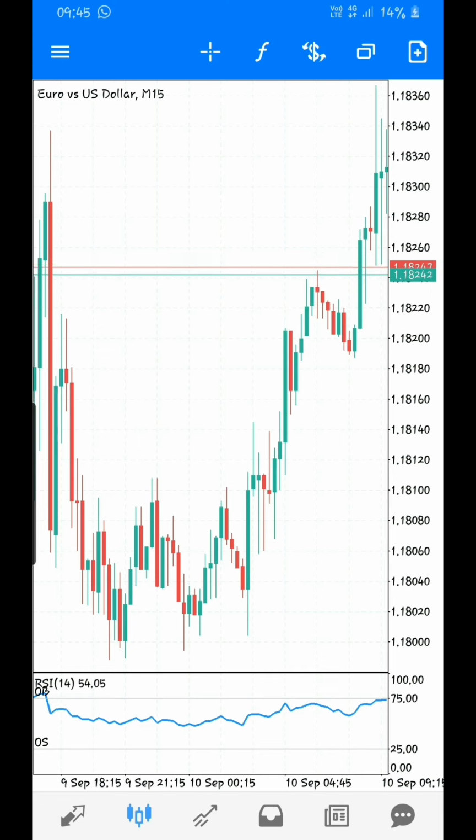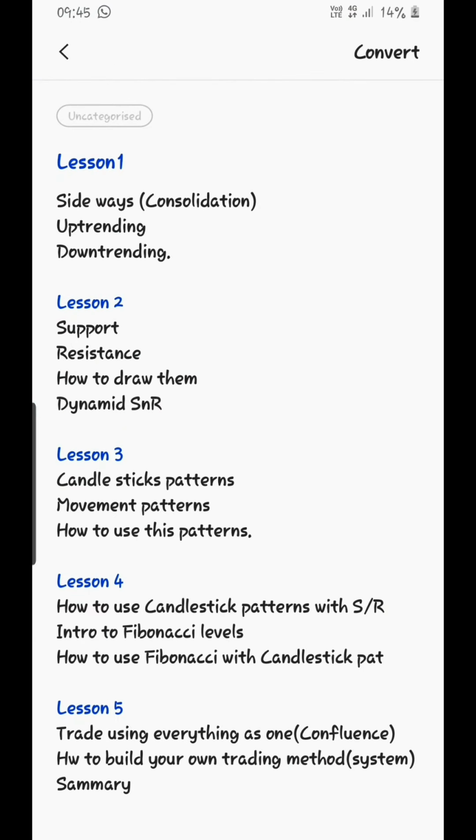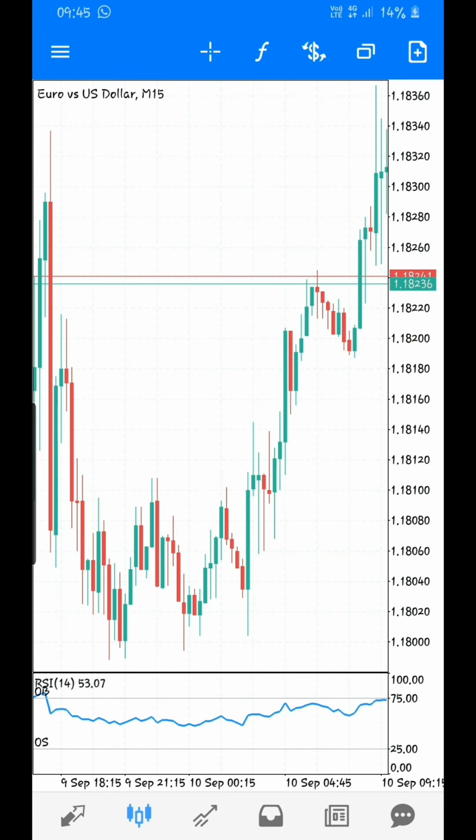Okay, yeah, so let's see what else I have to do there. How to use these patterns, I already explained. It is when a candlestick pattern appears on your support or it appears on your resistance, and then you take a trade. You understand?